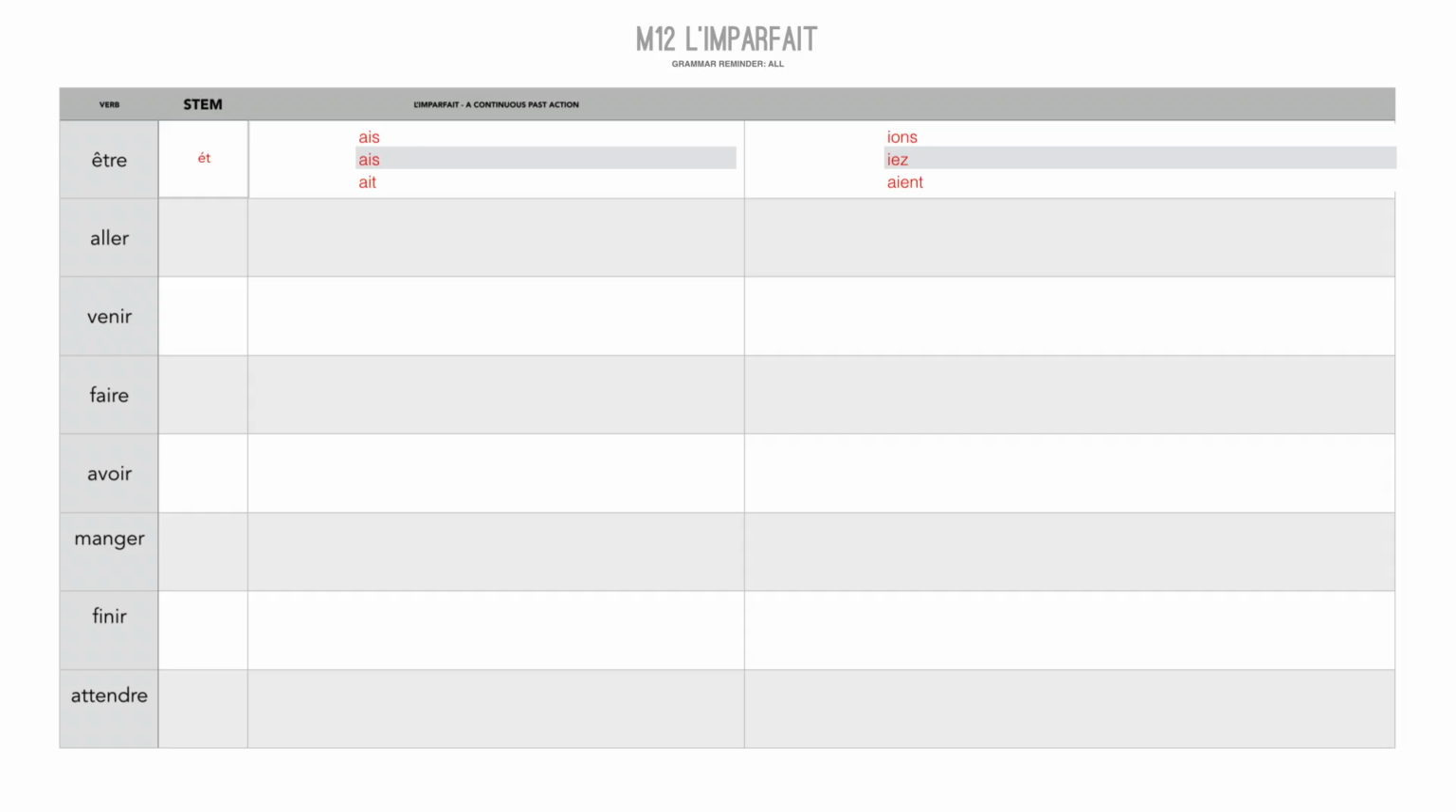All right, so let's do all the verbs you know, all of the verbs that you've learned in the infinitive. Let's do those in the imparfait. Okay, so first I'm going to give you the stems. All right, so here are the stems. Être is et. Aller is al. Venir is ven. Faire is fais. Avoir is av. Manger is mange. Finir is finiss. And attendre is attend. Okay, that's pretty easy, right? Just memorize those. Those are the stems for the imperfect, okay?